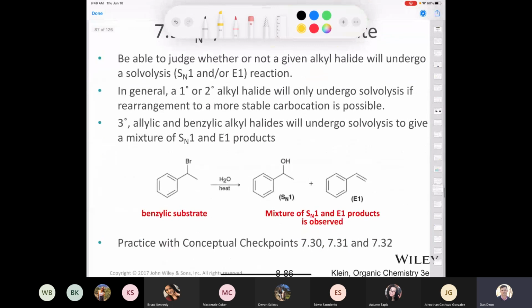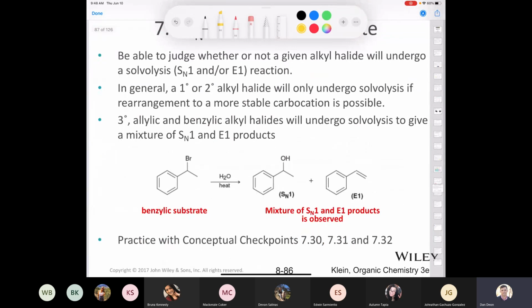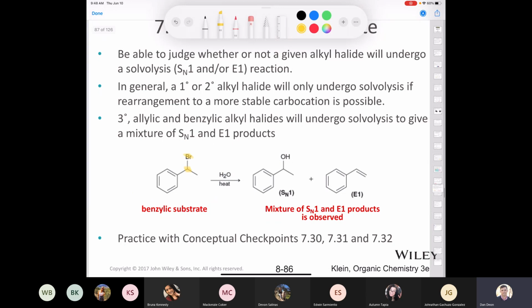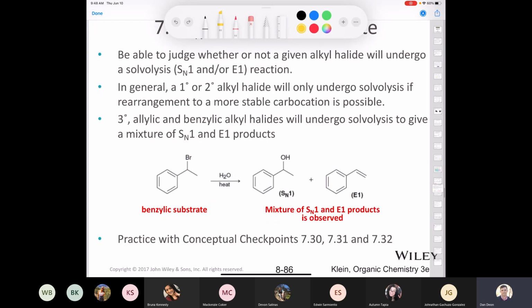So let's say we look at something like this substrate right here. It's a benzylic substrate, right? This is the benzylic carbon. It's got a leaving group on it. So you should be able to judge whether or not a given alkyl halide can undergo an SN1 or an E1. In general, when we have a primary or secondary alkyl halide, it's only going to undergo solvolysis if it can make some dandy carbocation, right?